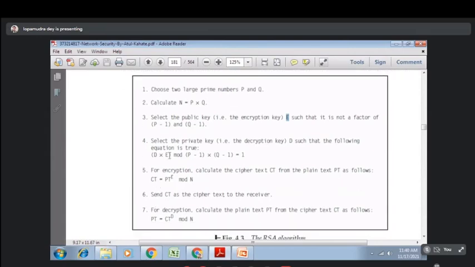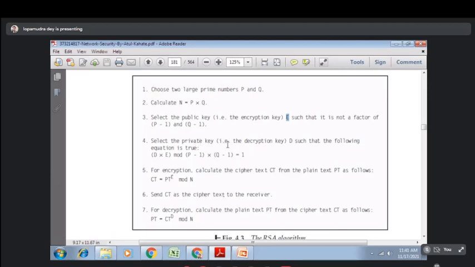So these are the 7 steps of the RSA algorithm. I am repeating again. First, you have to choose two prime numbers P and Q. Then calculate N, which is equal to P into Q. Then select the public key E such that it is not a factor of P minus 1 and Q minus 1. Then you have to select the private key. I always say that the public key and private key are a pair. So if the public key is 5, then the private key will be 1 by 5, so that 5 into 1 by 5 equals 1. That is the concept for choosing the private key.